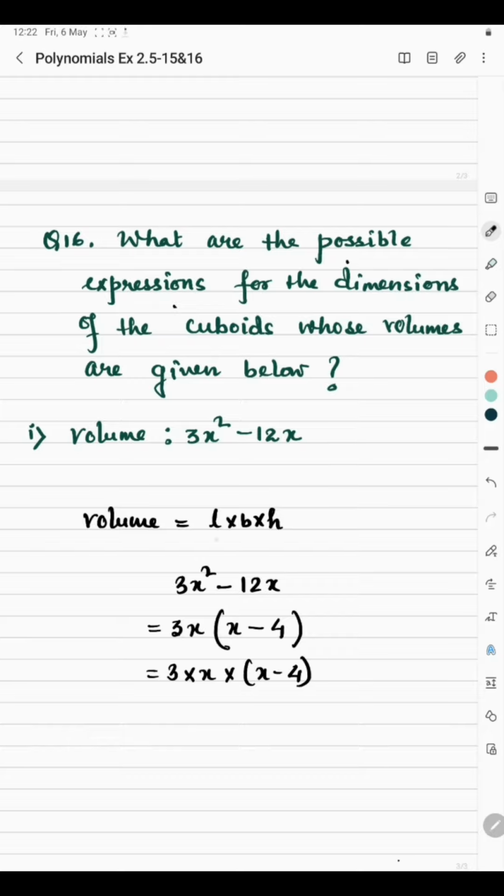Now see, the volume of a cuboid is equal to L into B into H. So here, for the volume, we have got L into B into H. So here L means 3, B means x, and H means x − 4.